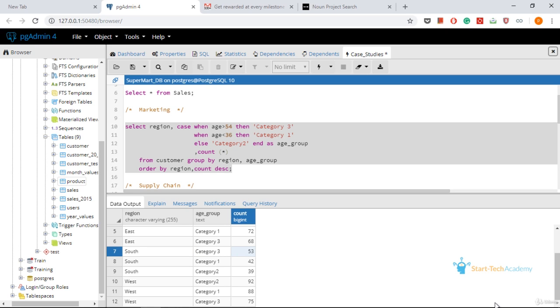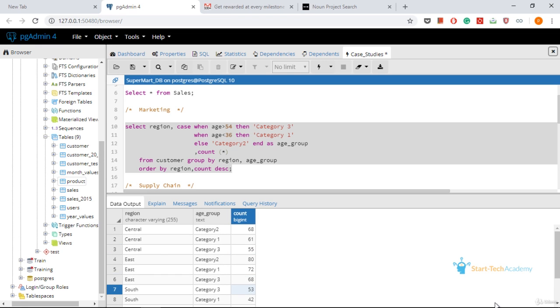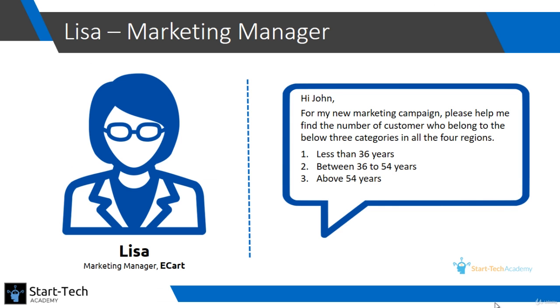So marketing manager can now choose appropriate marketing channel in South region to focus on customers who have more than 56 years of age. In all the three other regions, the marketing manager can go ahead with a common marketing channel aimed at middle-aged customer.